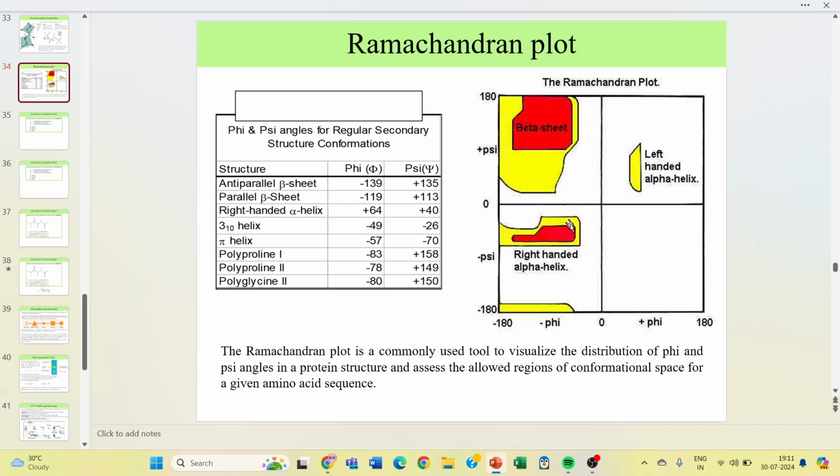Now in nature, right-handed alpha helices are most common. Glycine has the least restriction. It can be present anywhere in the Ramachandran plot, and amino acids containing proline are very, very restricted. So the Ramachandran plot is a commonly used tool to visualize the distribution of phi and psi angles in a protein structure and assess the allowed regions of conformational space for a given amino acid sequence.